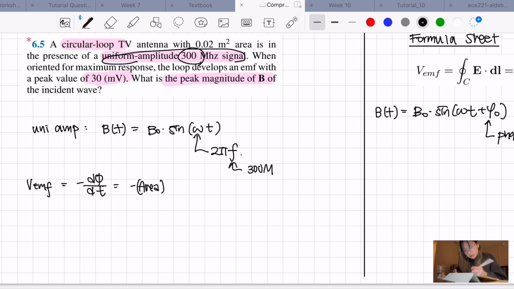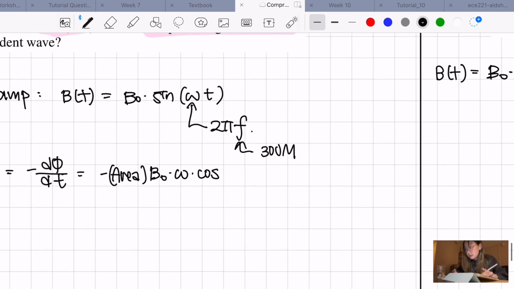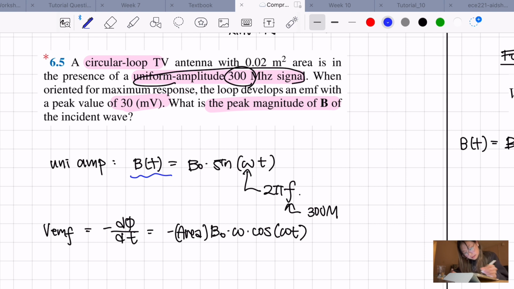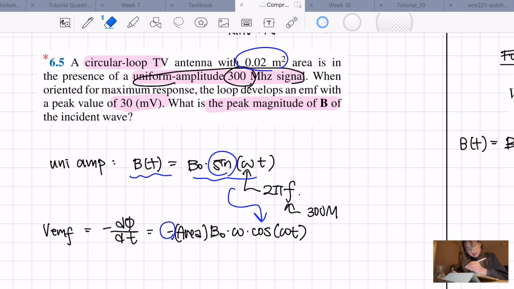negative area, and then the B naught comes in, times cosine of omega t times omega. This is because you're trying to take the derivative of the B(t) function with the area, and the B naught comes in here, and the sine function becomes a cosine with a negative in front. So like this, omega t.